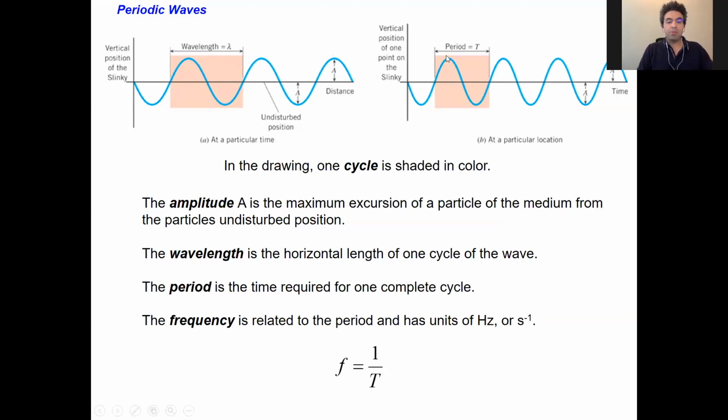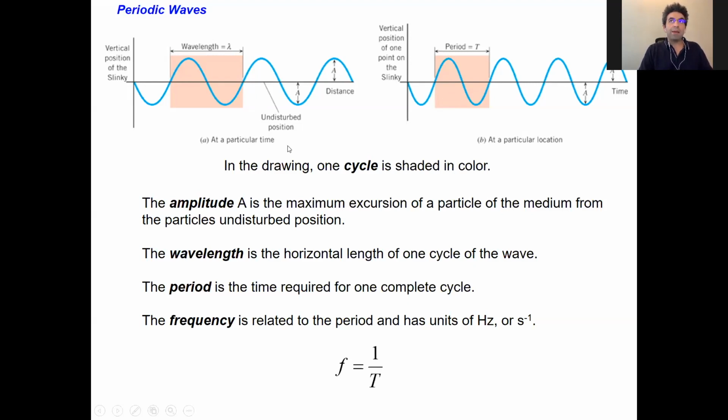The maximum position away from the equilibrium position is called the amplitude of the disturbance. The amplitude of the wave is the maximum possible disturbance away from the equilibrium position. Now, the figure on the left is a snapshot at a particular point in time.